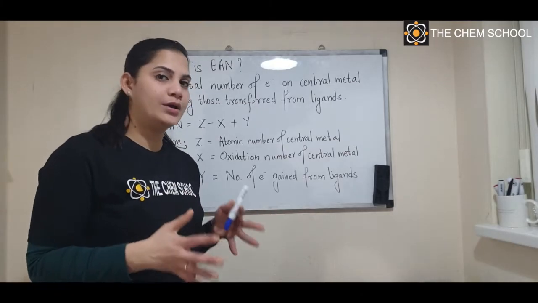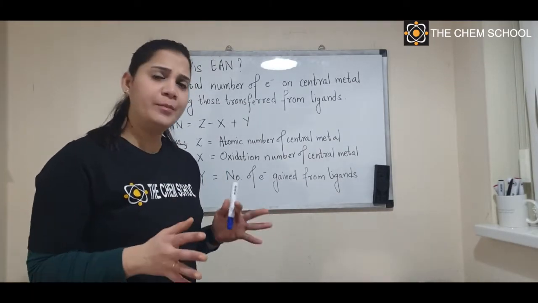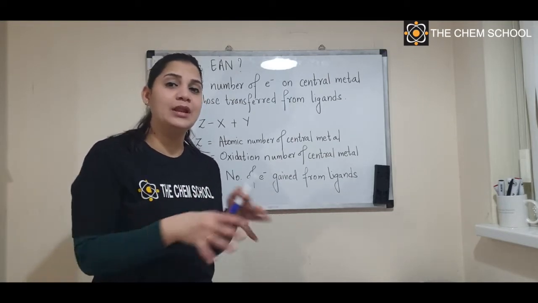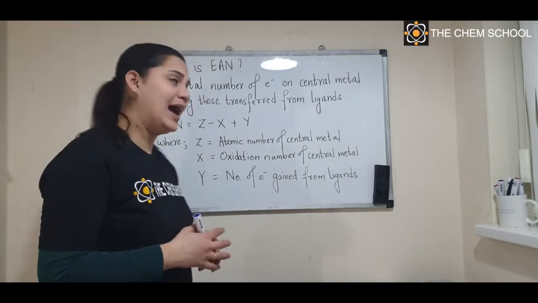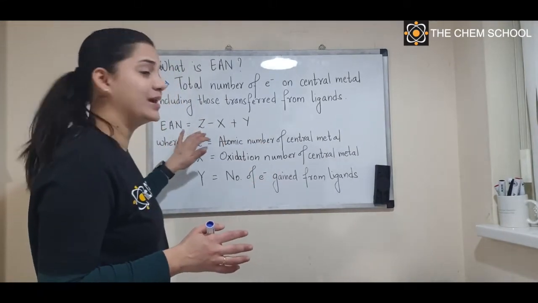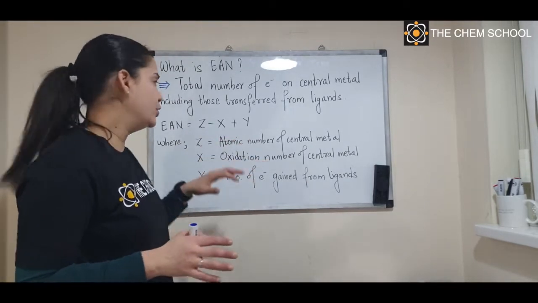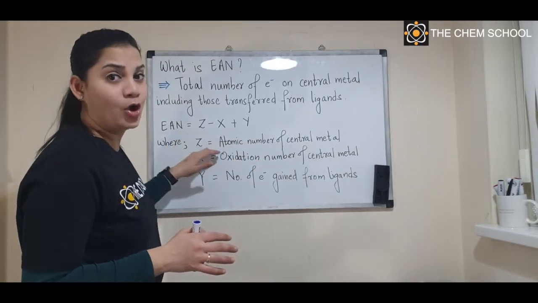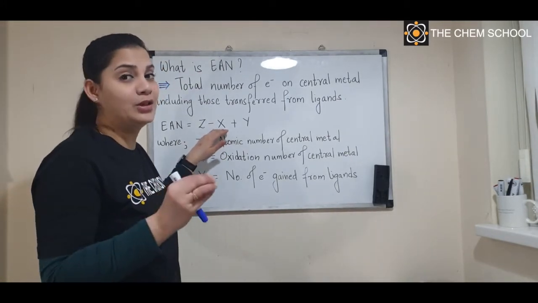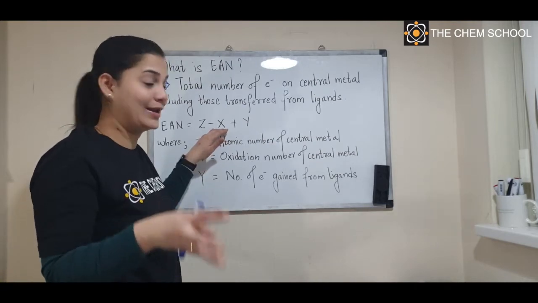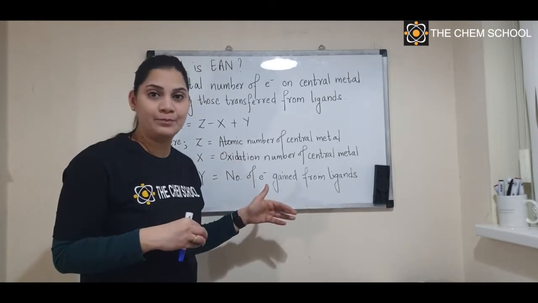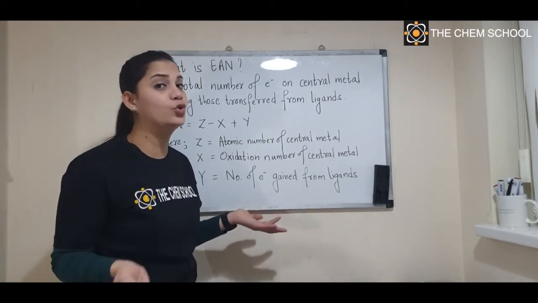Now let's understand what the EAN rule is. Sidgwick proposed this theory basically to explain how a central metal atom is stable in a coordination complex, right? That is the reason he gave this formula, called the EAN formula, which is given by Z minus X plus Y, where Z is nothing but the atomic number of the central metal atom in the coordination complex. X is the oxidation number that we have learned how to calculate. Y is the number of electrons gained from the ligands, that is nothing but your coordination number into 2, you can say.